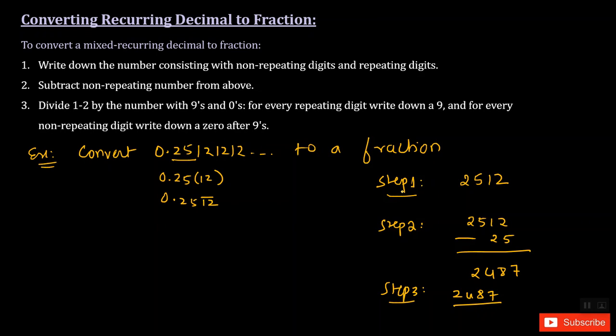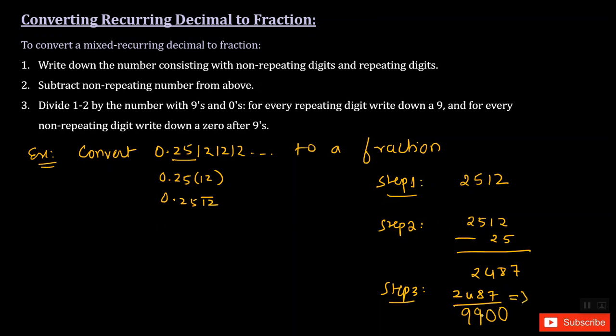Now in our question, 2 digits were repeating, that is 1 2 1 2 1 2 and so on. So I'll be writing 2 nines, and there are 2 digits which are non-repeating, that is 2 5, right? So we pad with zeros after the 9s. For the 2 5, I'll be writing 2 zeros. So 2487 divided by 9900 is the equivalent fraction of the recurring decimal 0.25121212. If it is possible to simplify it, do so, or else keep it as it is.